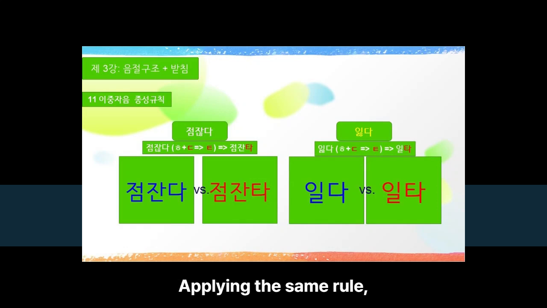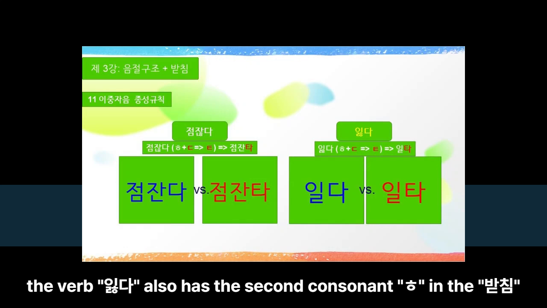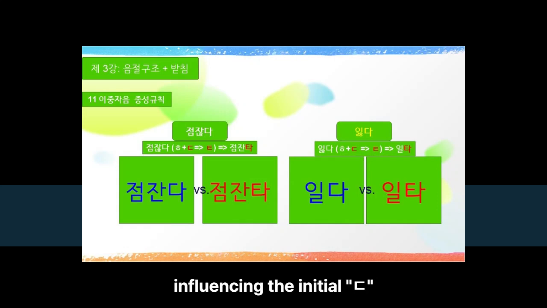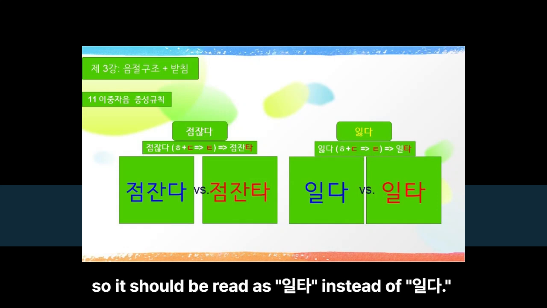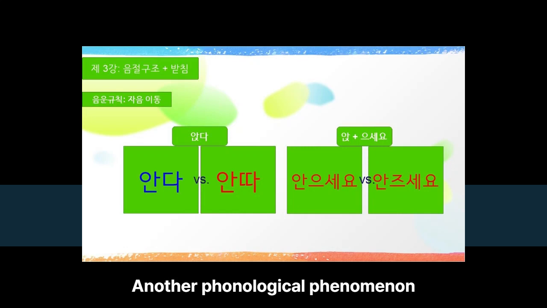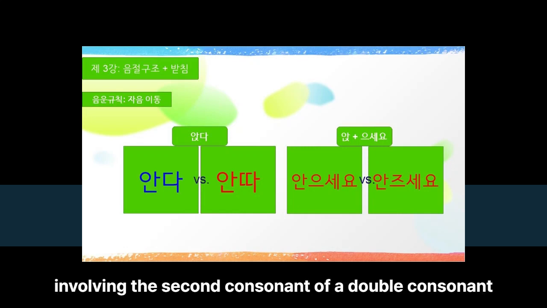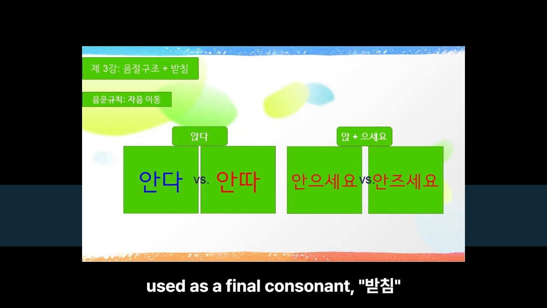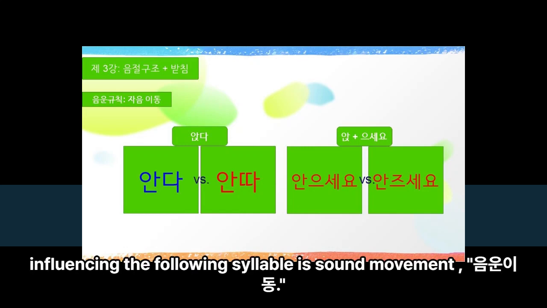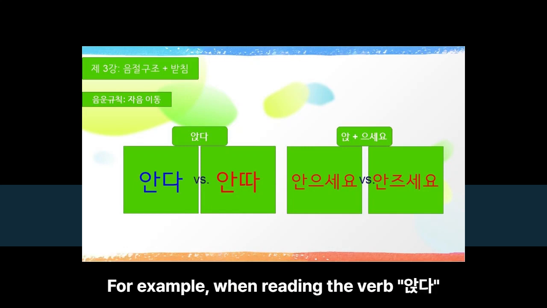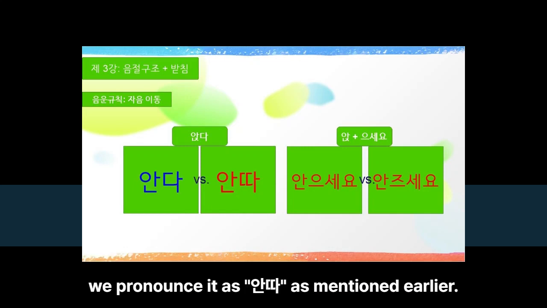Applying the same rule, the verb ilta also has the second consonant hyut in the botchim influencing the initial digut, so it should be read as ilta instead of ilda. Another phonological phenomenon involving the second consonant of a double consonant used as a final consonant botchim influencing the following syllable is sound movement, yum woon idong. For example, when reading the verb anta, we pronounce it as anta, as mentioned earlier.